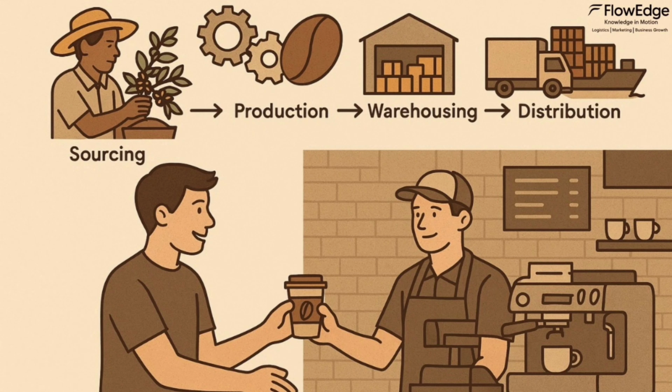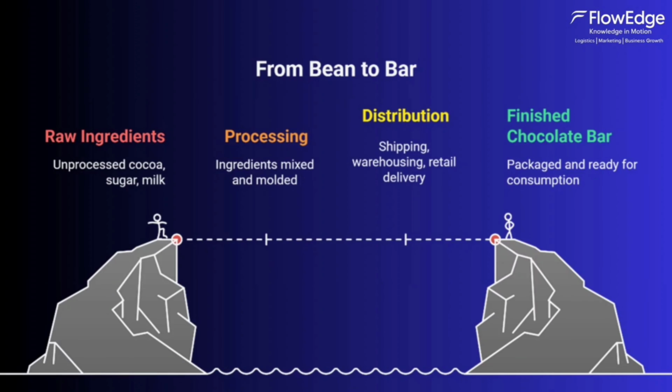Now, let's have a look at another example of a chocolate bar. Well, it all starts from sourcing. Cocoa beans are grown in Africa, sugar may come from Brazil, and milk is sourced from India. Further, these raw materials or ingredients are processed in a factory, molded into bars, and then packaged.